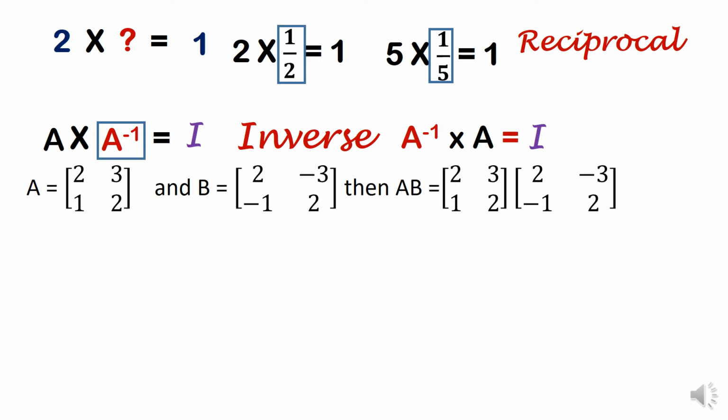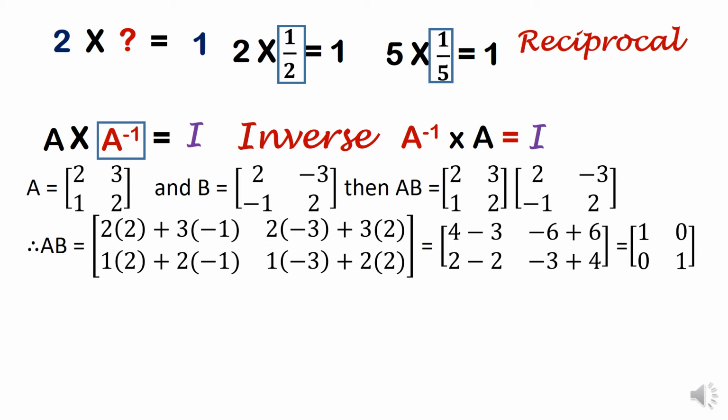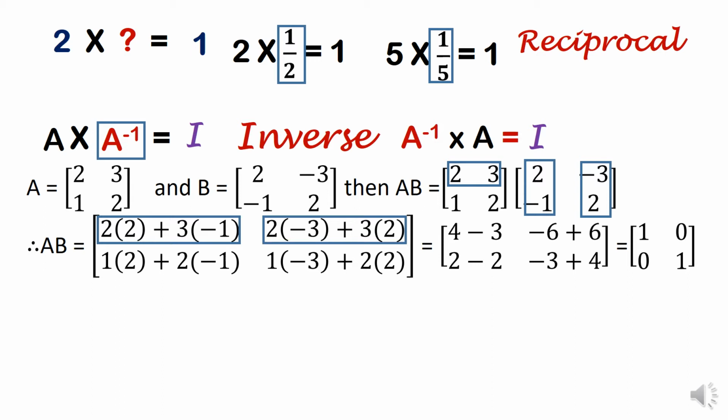Suppose A is the given matrix, a 2 by 2 matrix, and B is the inverse of A. Suppose B is also a 2 by 2 matrix. Suppose we do A into B. Remember matrix multiplication, what is done over here? The first row is multiplied with the first column to get the 1/1th element. The first row is multiplied with the corresponding elements of the second column to get the 1/2th element. Similarly, the second row with the first column gives us this element and the second row with the second column gives us the last element over here. Thus we get the answer for AB.